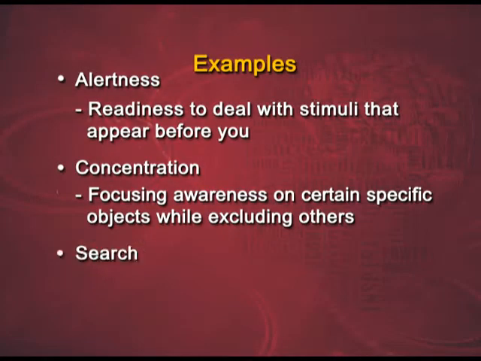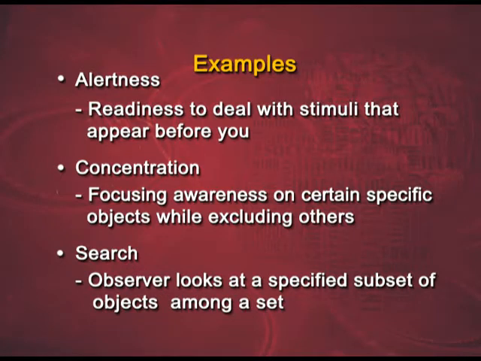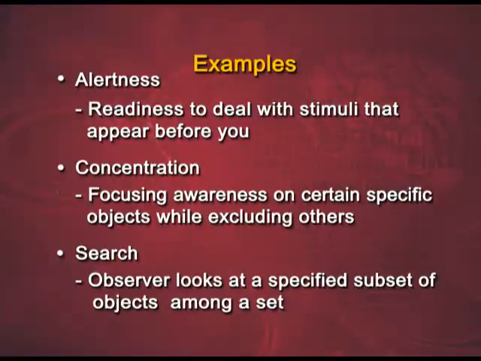The next quality is search. Search is when an observer looks at a specified subset of objects amongst a set. If you have gone to school to fetch your younger brother or sister, there are so many students of the same height, even in the same school uniform, coming out. But you will be able to focus your attention only on your brother or sister, the specific object amongst all the other similar ones. So, with the help of alertness, concentration and search, we are able to selectively focus our attention on certain stimuli.